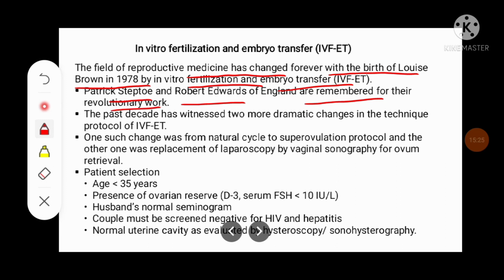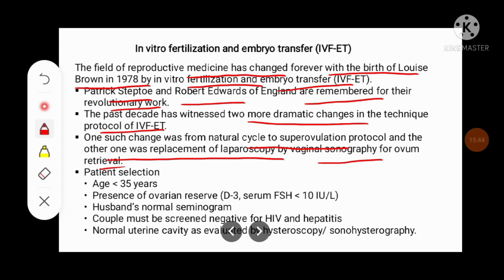The past decade has witnessed two more dramatic changes in the technique protocol of IVF-ET. One such change was from natural cycle to superovulation protocol, and the other one was replacement of laparoscopy by vaginal sonography for ovum retrieval.